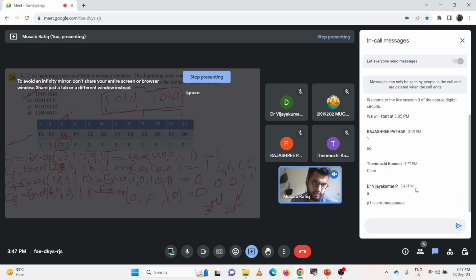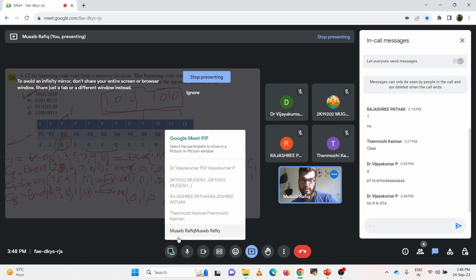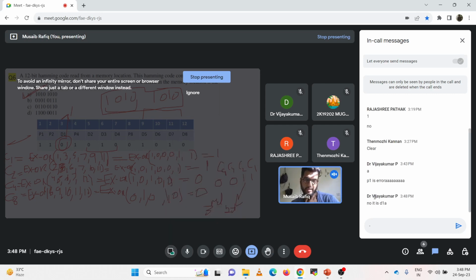So someone has written P1 is error. What, P1 is error? Maybe. Okay, so option A is the correct answer. Now towards the next question. Yes, D1, correct. D1 is where there is error. So third bit means D1. I hope you got it.